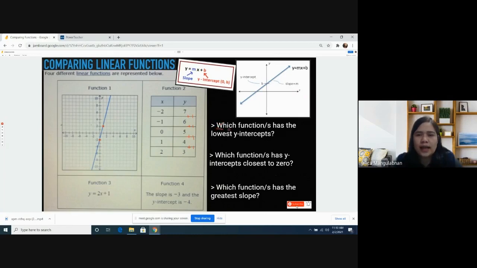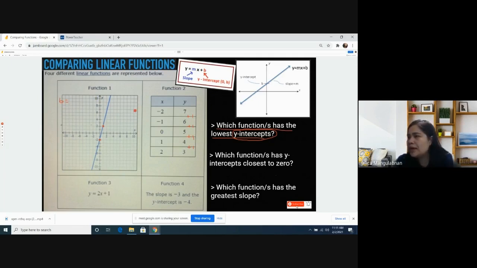It says, which function has the lowest y-intercept? So let us first analyze the question before we start answering it. It is asking us about the y-intercept. We're looking for the b, because the y-intercept is represented by the variable b. And we're looking at which of these 4 functions has the lowest y-intercept. First, can you identify what the y-intercept is on the graph? What is the point touched by your graph on the y-axis? Please type your answer in the comment box.